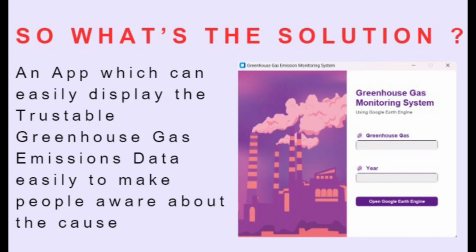So what can be the solution? An app which can easily display the greenhouse gas emissions data which is from a trustable source and to make people aware about the cause.